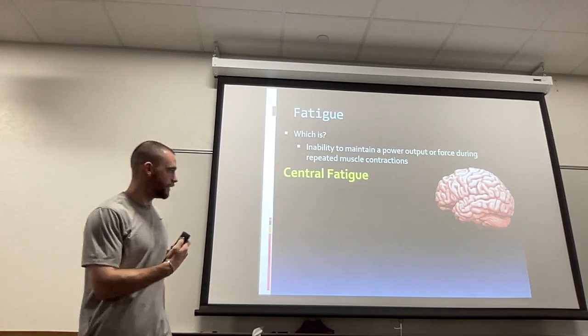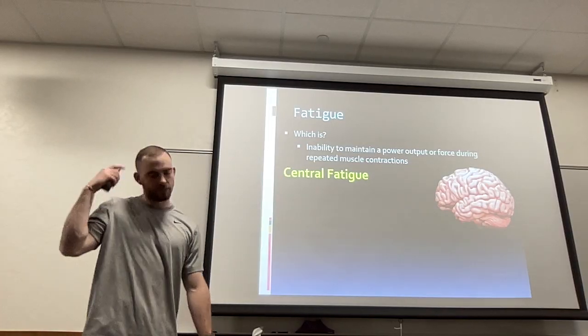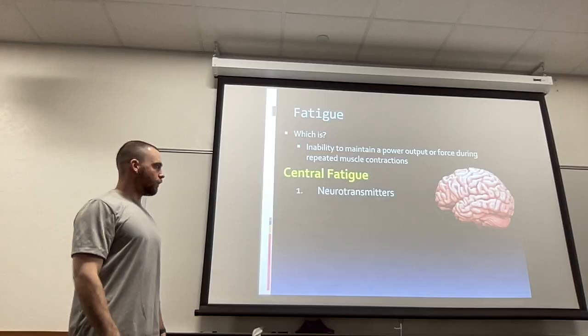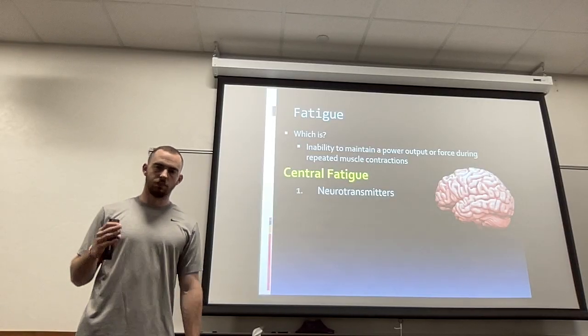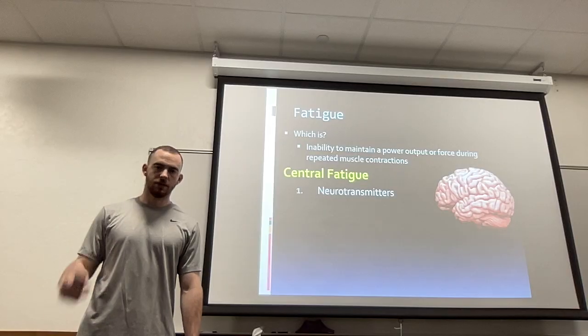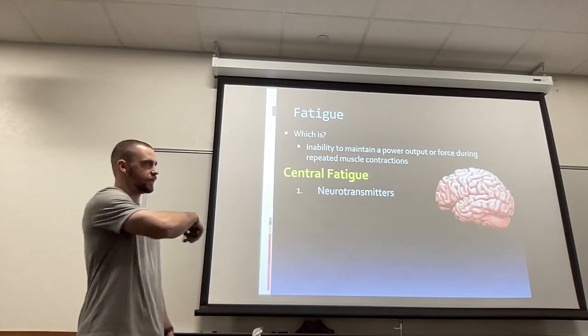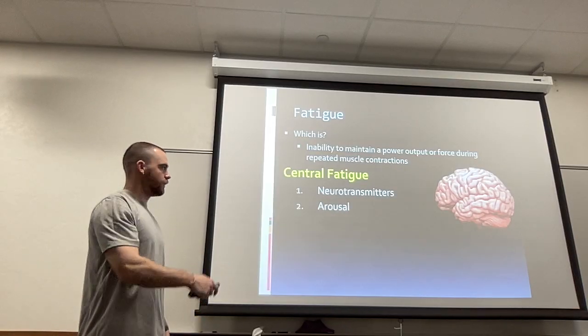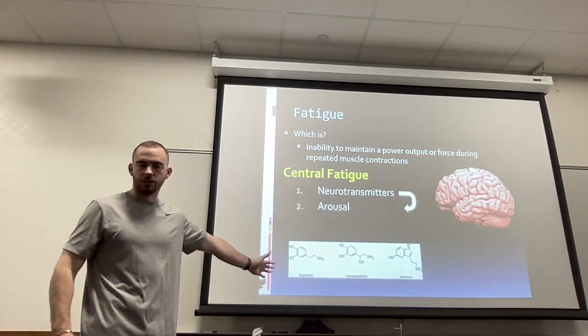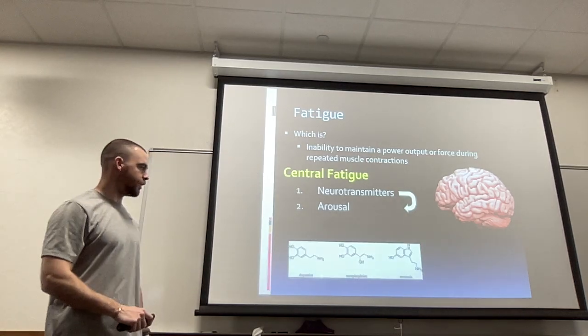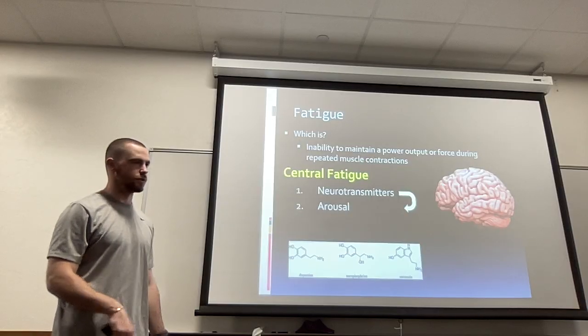So, central fatigue. This is in your central nervous system, brain and spinal cord. Number one, neurotransmitters. This is important to note. Neurotransmitters are really important in the brain. They make things happen, and they tie into the second bullet point, arousal. Neurotransmitters play into arousal. The three neurotransmitters we're going to talk about briefly right here: dopamine, norepinephrine, serotonin.